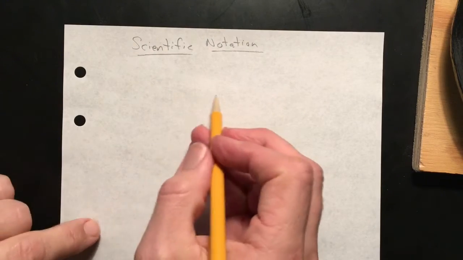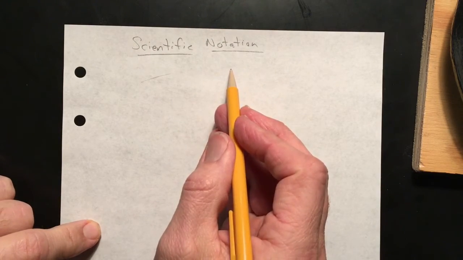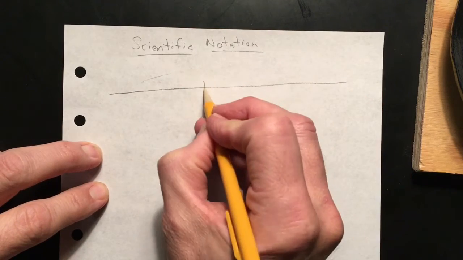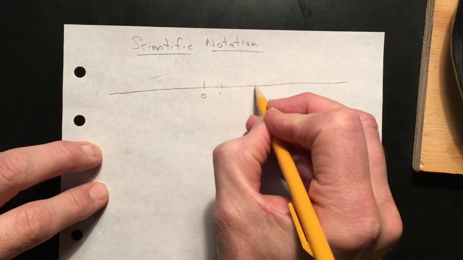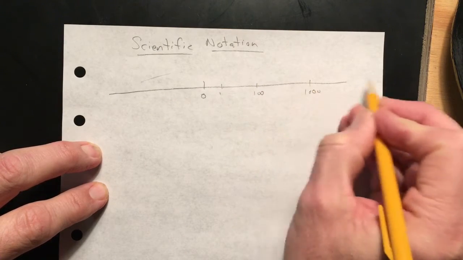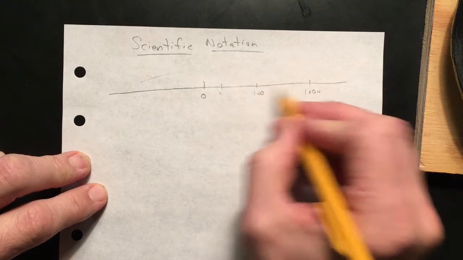I just want to discuss some basics about scientific notation. Numbers can go anywhere on a number line. You have 0, you can have 1, and then you can have 100, and you can have 1,000, and you just keep going on and up.